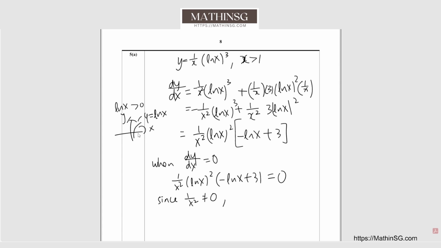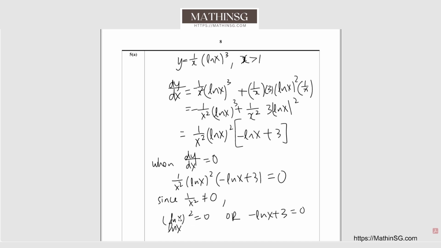Since ln x is always... so for ln x... okay, so I'll have ln x. I'll be left with (ln x)^2 equals 0 or negative ln x plus 3 equals 0.